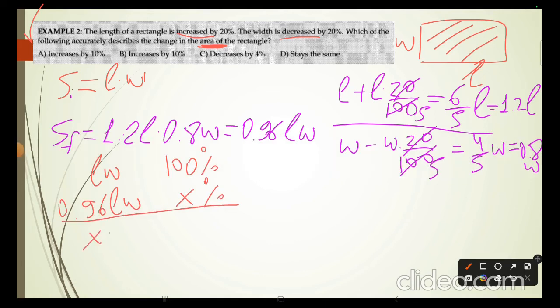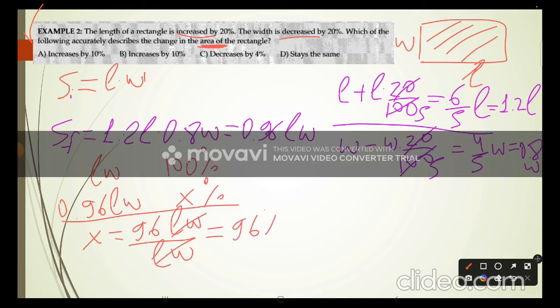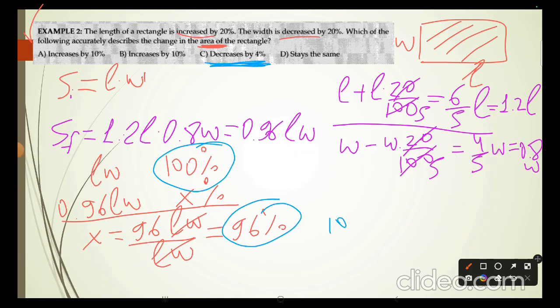Cross product, 0.96 times 100 will be 96. LW we divide by LW, cancel, we have 96%. It was 100, then it became 96. So it was decreased by 4%. Decreased by 4.